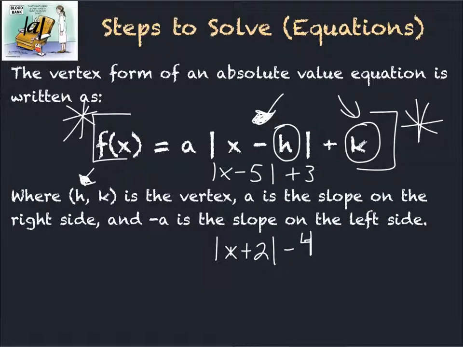I'm sorry, before I leave this slide, I want to talk to you about a few other things. I also want to talk to you about a. A is going to represent our slope, and positive a is going to be the slope on the right side of the vertex, whereas negative a is going to be the slope on the left side. And I'll show you what I mean by that in a moment.